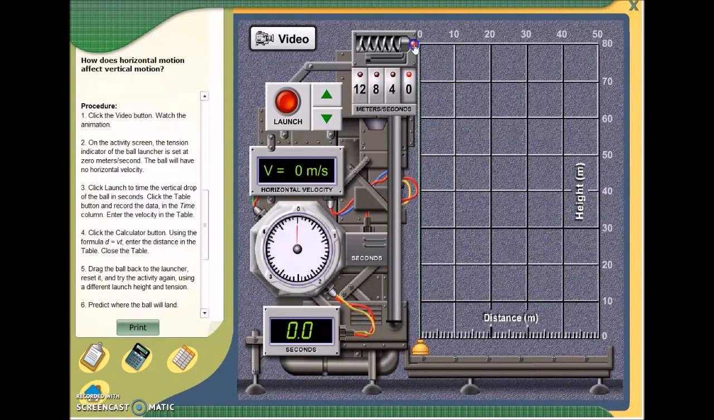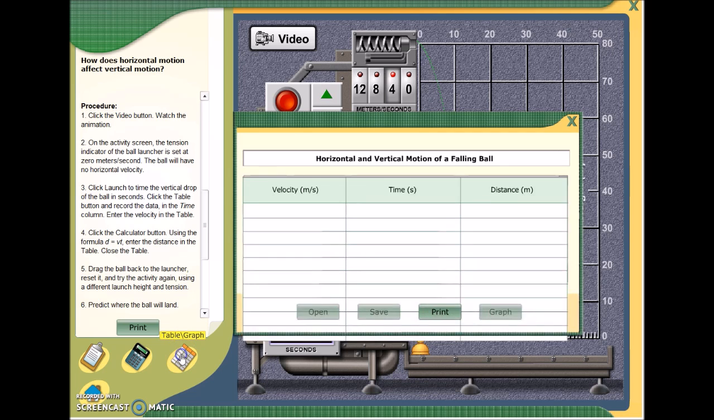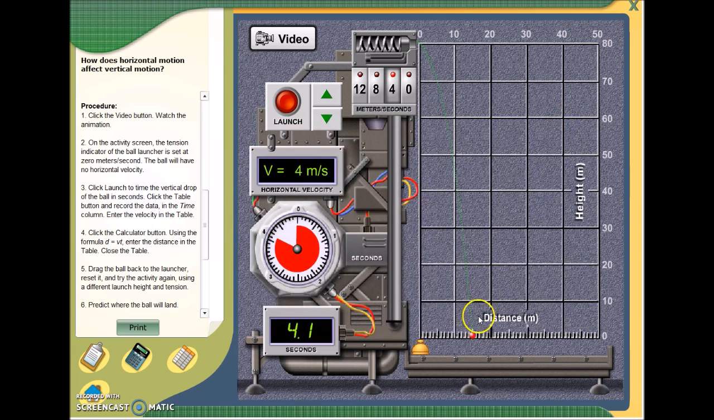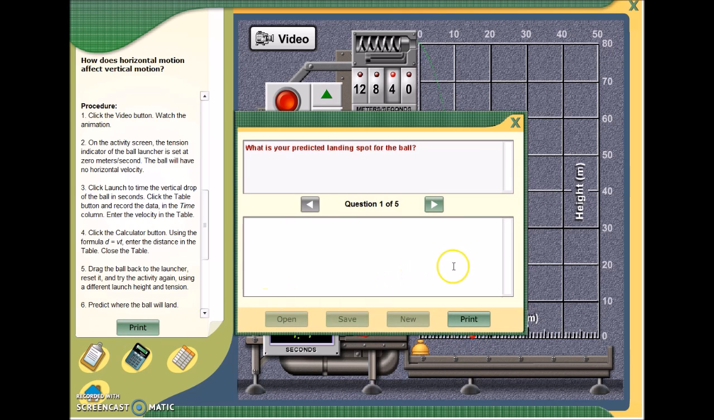So let's go ahead and reset the ball, change our horizontal velocity, and see what happens when the ball gets dropped again. Obviously, a different reaction with the virtual lab. They are very, very realistic to real-life scenarios. Going back to the chart, gone again. It's unfortunate.